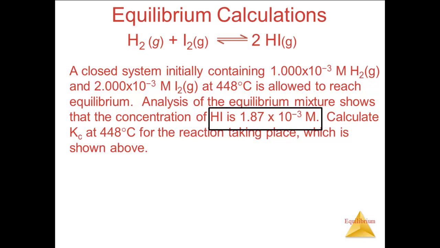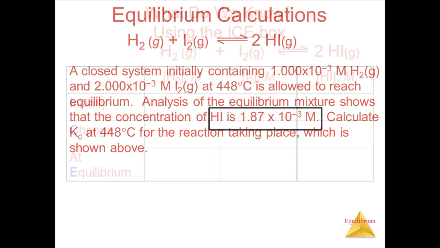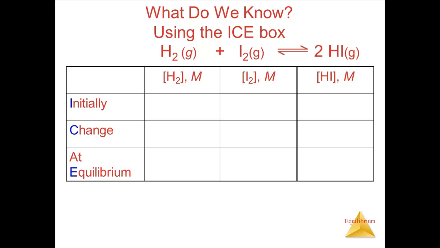There's going to be a lot of information in this problem, some of which is clear and obvious, and some of which is not so clear or obvious. It is very helpful to keep things organized, and to do so, we use what is called an icebox. Using the icebox, the I in icebox stands for initial conditions. The C stands for change in conditions, and the E stands for equilibrium conditions. To set up the icebox, we make a separate column for each reactant and each product, making note of where the separation takes place.